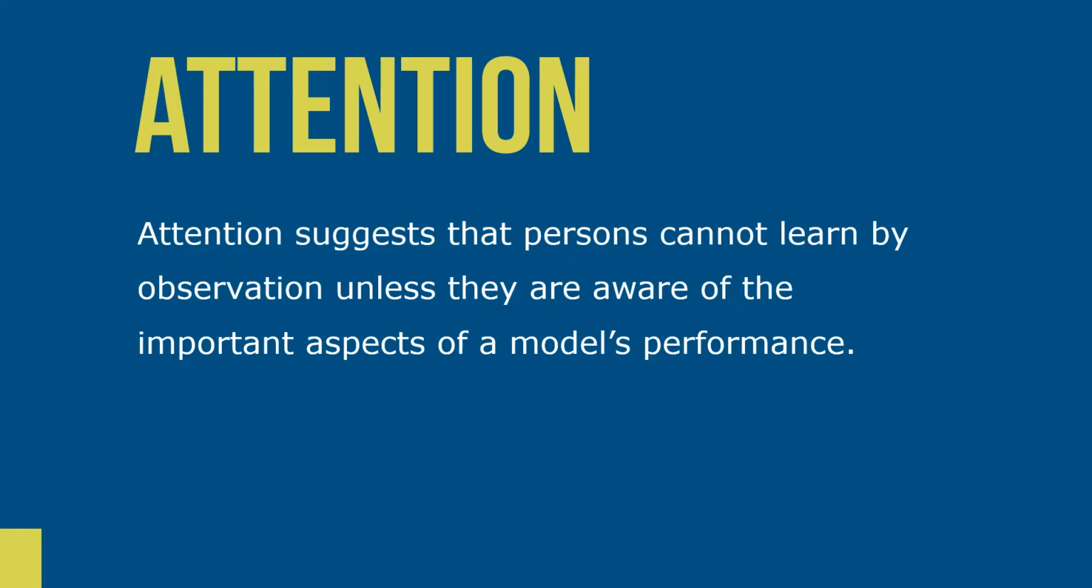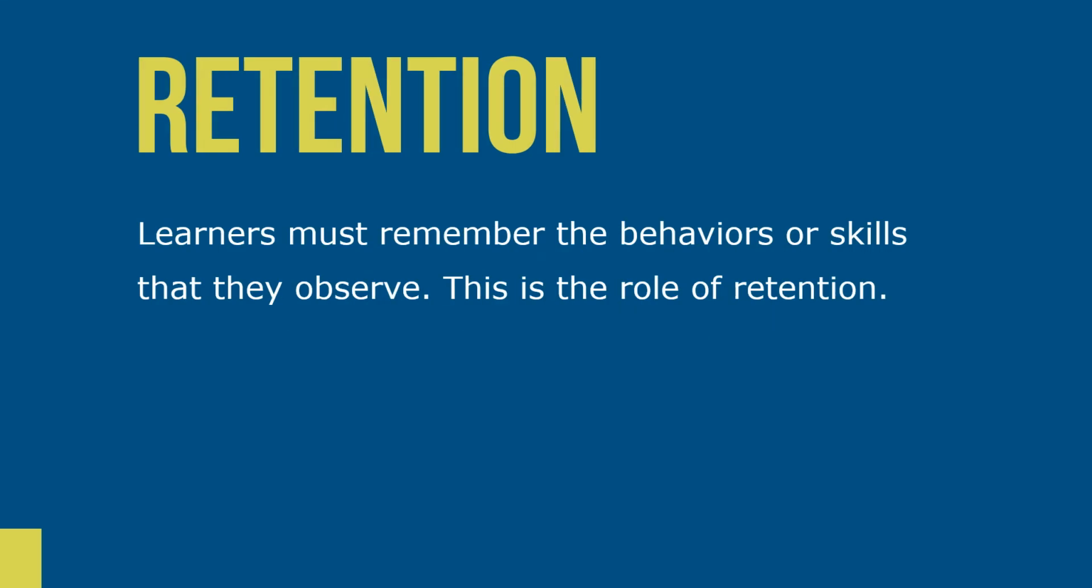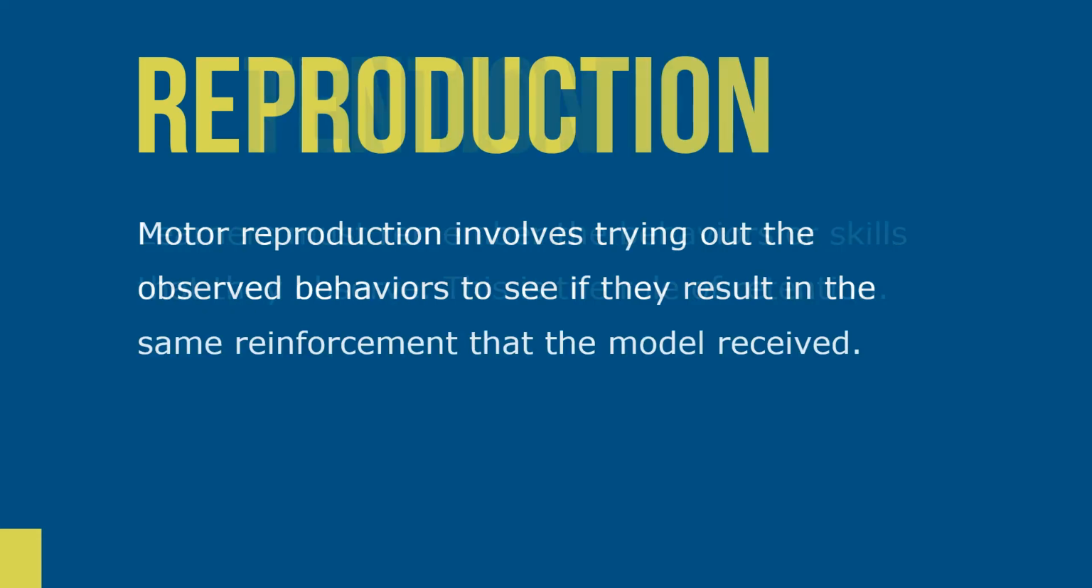The learner must have the physical capability, sensory capability, to observe the model. Also, a learner who has successfully learned other skills or behavior by observing the model is more likely to attend to the model. Learners must remember the behavior or skills they observe. This is the role of retention. Learners have to code the observed behavior and skills in memory in an organized manner so they can recall them in appropriate situations. Behaviors or skills can be coded as visual images or symbols or verbal statements.